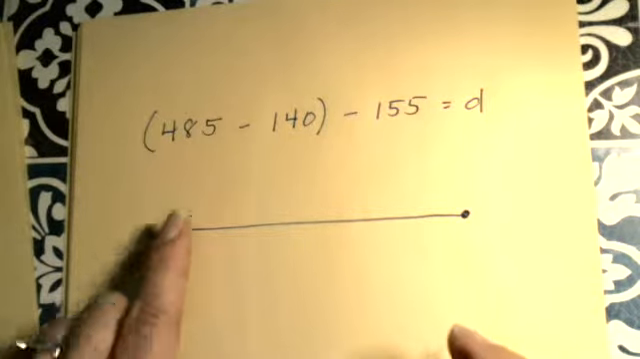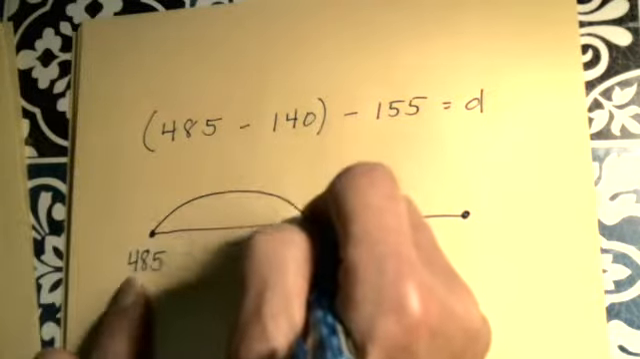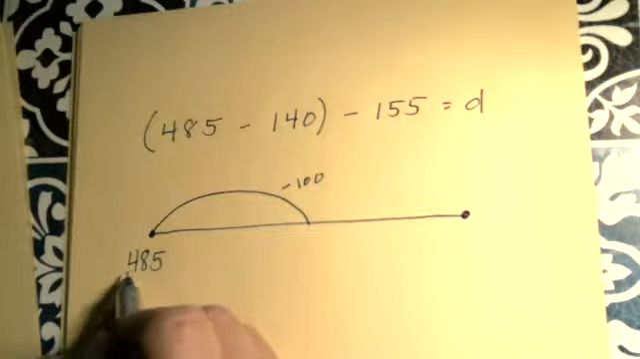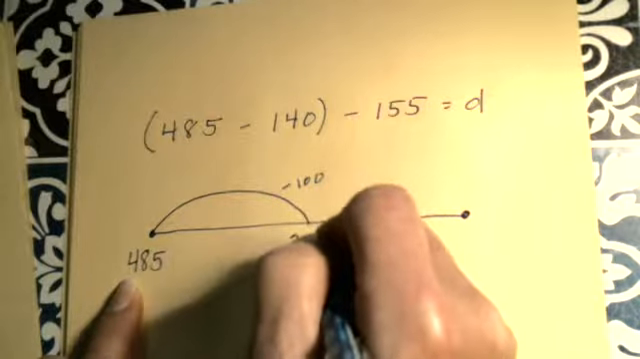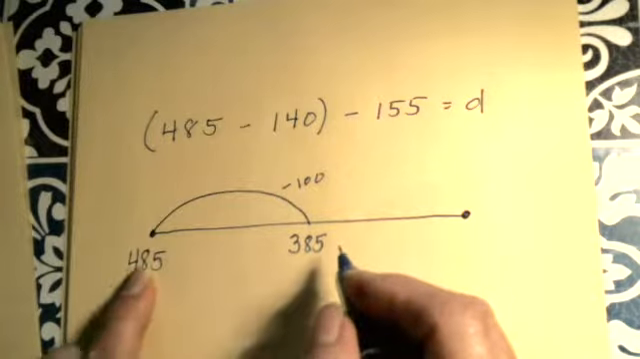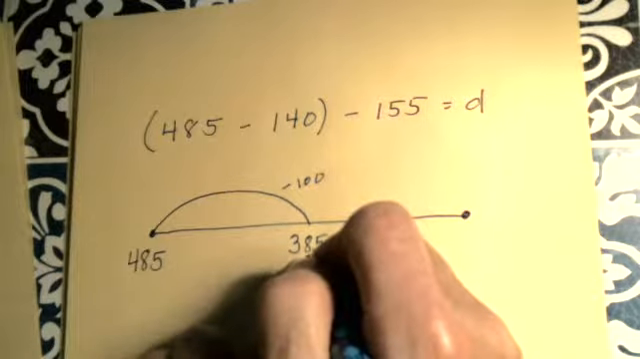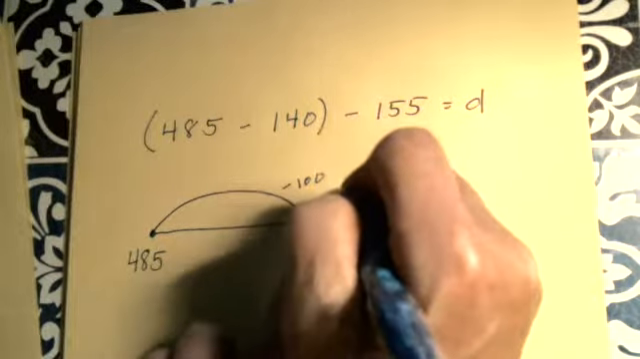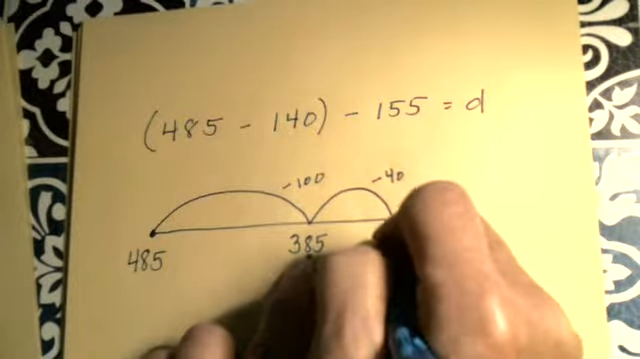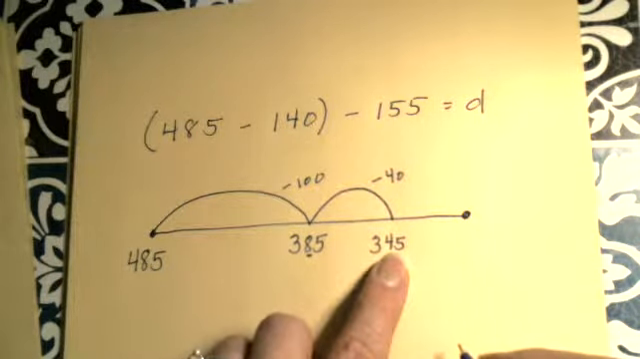Okay, so I'm going to take away 140. I know that if I take away 100 from 485, that's going to give me 385. So I took 100 away, so I'm at 385. I still need to take away 40. So I look at the tens place. If I do minus 40, I'd have 345. It's going to give me 345.